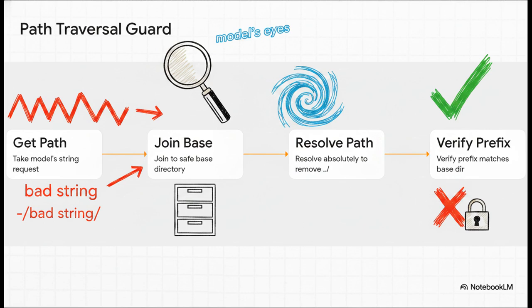We don't want that. Instead, we literally never trust the string the model produces. We pin down a safe base directory, join the model's requested path to it, resolve it absolutely to strip away any trickery, and then explicitly verify that the final path still starts with our safe base. If it doesn't, the request is rejected immediately, no exceptions.